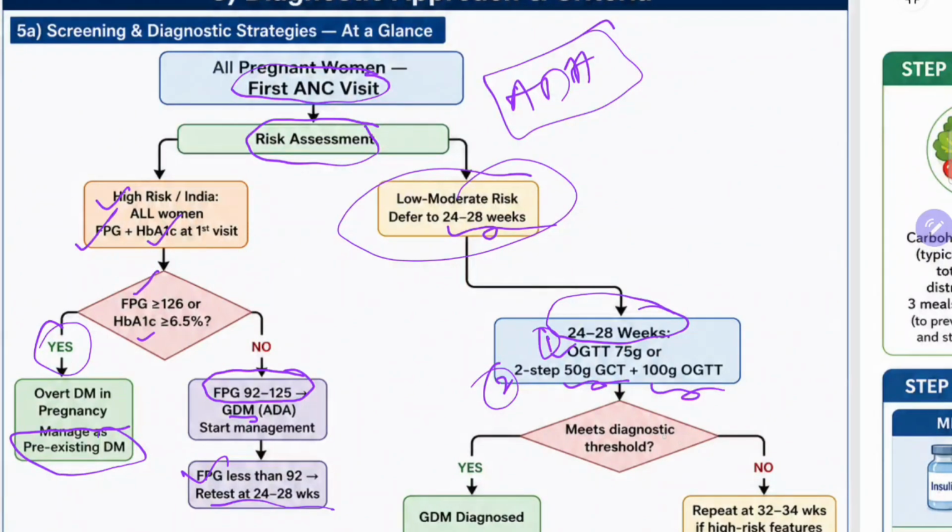Okay, now if the patient meets the diagnostic threshold, then GDM is diagnosed. If the patient does not meet the diagnostic threshold, you should repeat at 32 to 34 weeks, only if the patient has high risk features.